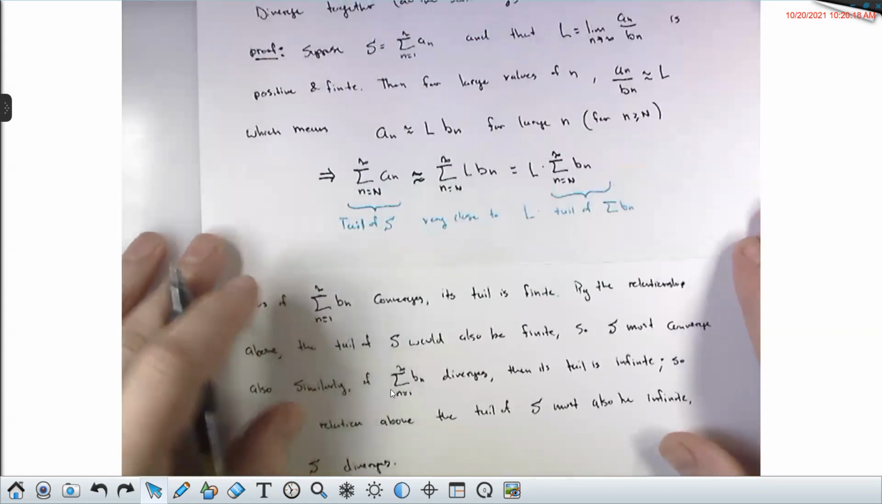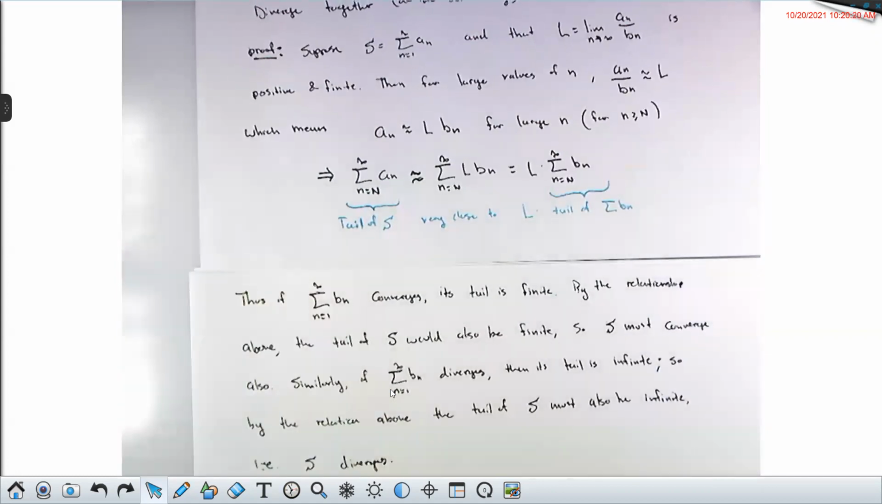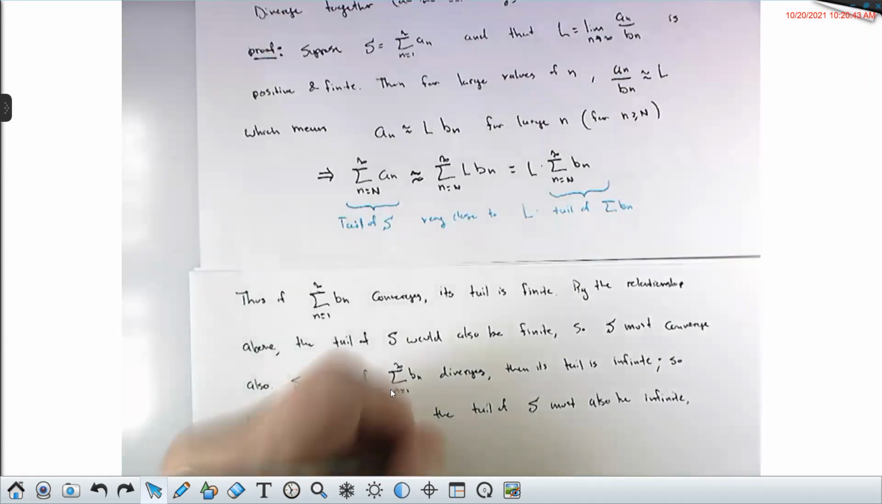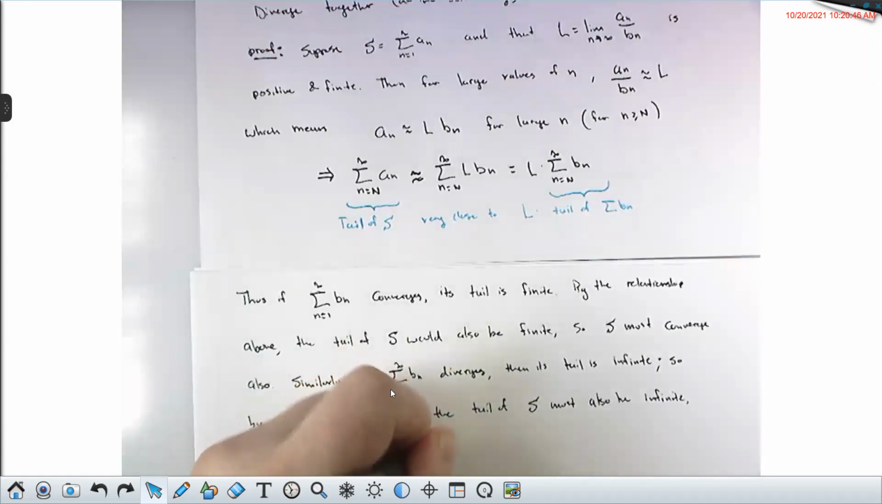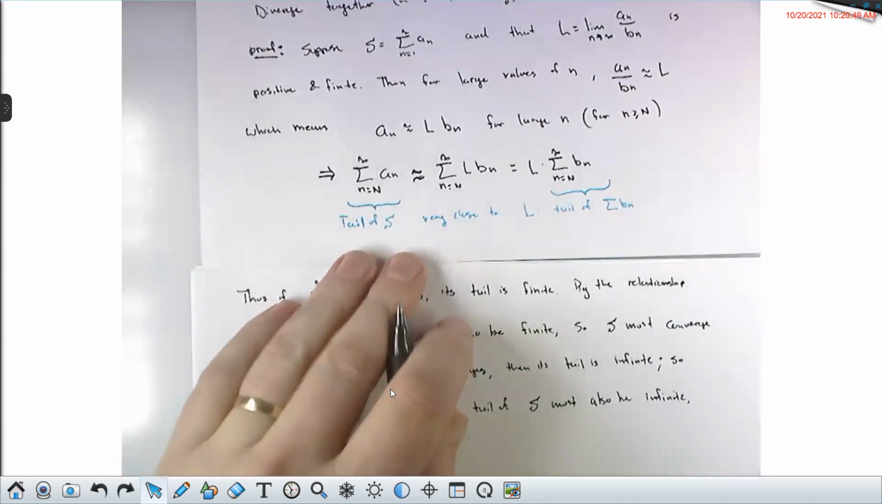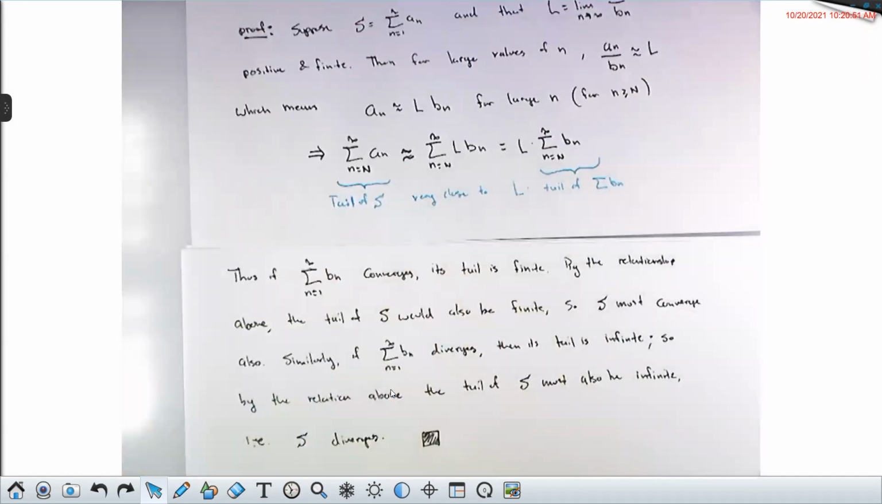If the limit of an over bn is a finite positive number, then the series sigma an and sigma bn have very similarly sized tails, right? The late terms in the series. In particular, if one of them is finite, the other is finite. If one of them is infinite, the other is infinite. So if the limit of an over bn is a positive and finite number, then the two series do the same thing. If one converges, the other converges. If one diverges, the other diverges.